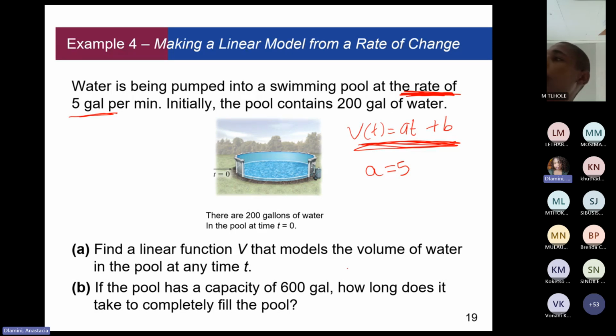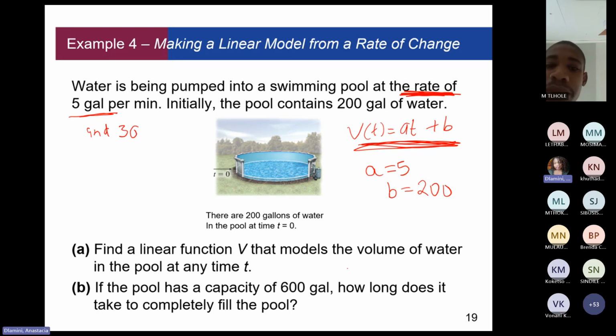Okay, then? And then the pool contains 200 gallons of water. I guess that's going to be our B. Why are you guessing it's going to be our B? I don't know, ma'am. The pool contains... Okay, the pool contains 200 gallons of water. Water, yes, ma'am.